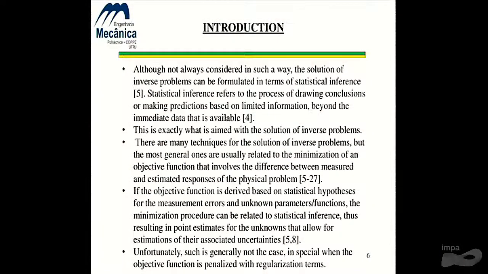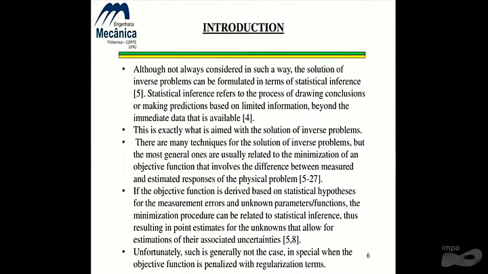So this is already something a little bit different from what we have seen last week, because even if we consider the solution of the inverse problem within the frequentist framework, the definition of the objective function is related to the measurement errors, to the model of the measurement errors. Okay, and so we can actually solve the inverse problem in terms of statistical inference.